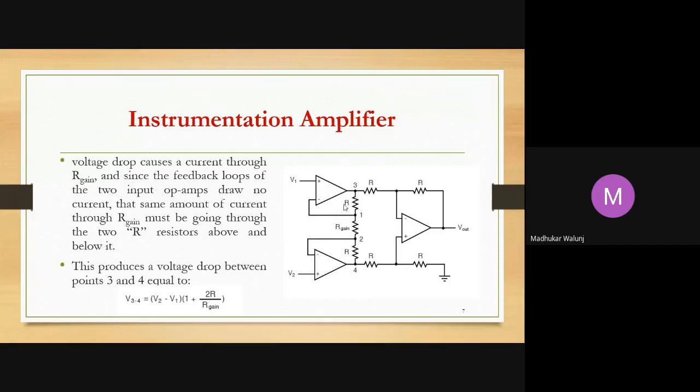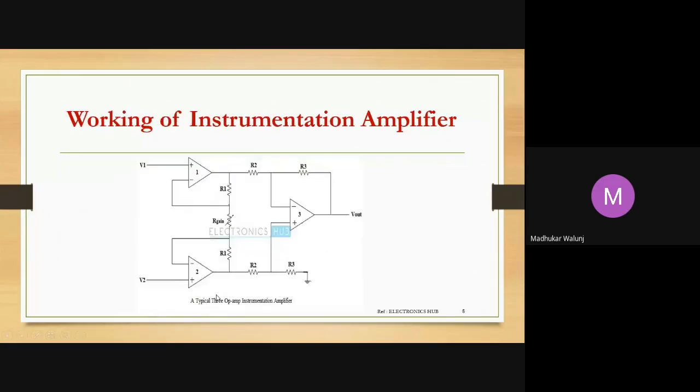The voltage drop between point 3 and point 4, if we calculate it, will be V2 minus V1, the difference of the voltages, and finally we will have 1 plus 2R upon R gain. This will be the formula of the gain. You can see here 1 plus 2R upon R gain. This is the formula for this particular stage where we are measuring the voltage between 3 and 4. We are going to see how to derive it in the next part.